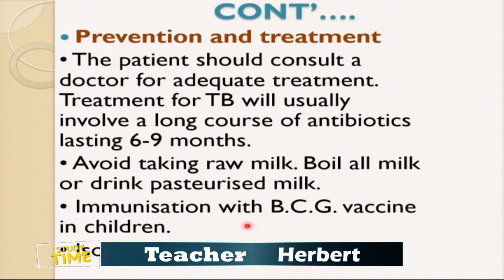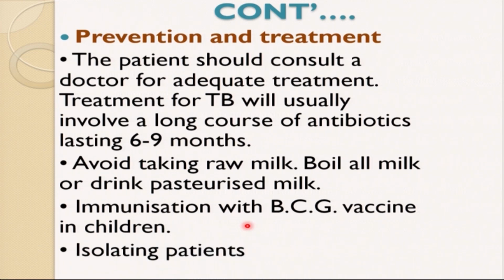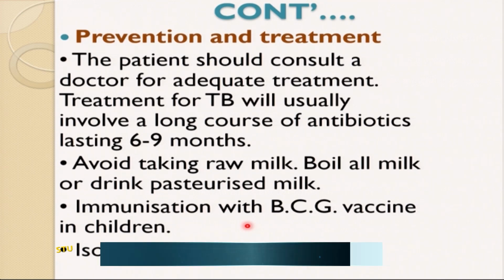Treatments for tuberculosis usually involve long-course antibiotics, which can last between 6 to 9 months. Another measure is to avoid taking raw milk. You boil milk, or drink what you call pasteurized milk that has been pasteurized.